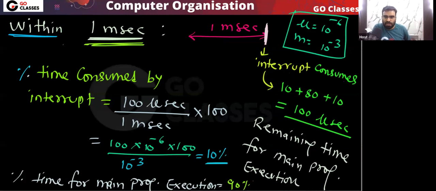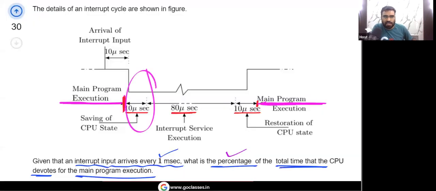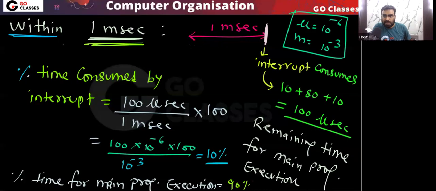Because what we will do, we will save the program, 10 microseconds, we will run the interrupt service routine, 80 microseconds, then we will restore the program, so 10 microseconds. So you can see that in every 1 millisecond, 100 microseconds are gone for servicing the interrupt. In the remaining time, we will run the main program.